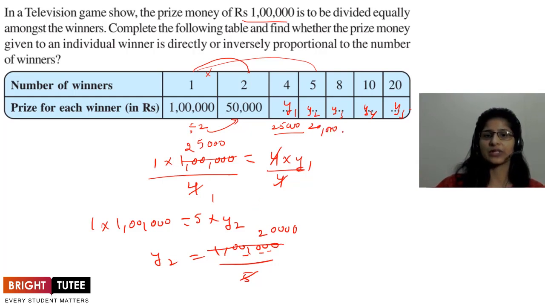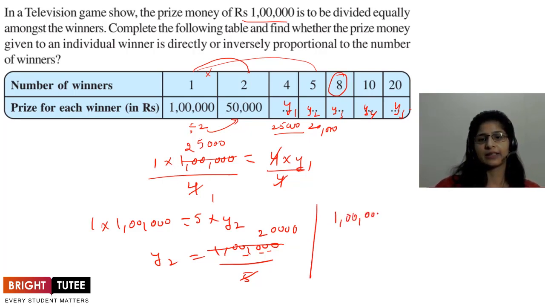Right? 20,000. Now when it is 8, you have to divide this in the same way. You will write 1 lakh into 1, that is equal to 8 into y1. So you divide it by 8 then, right? That will give us y3.